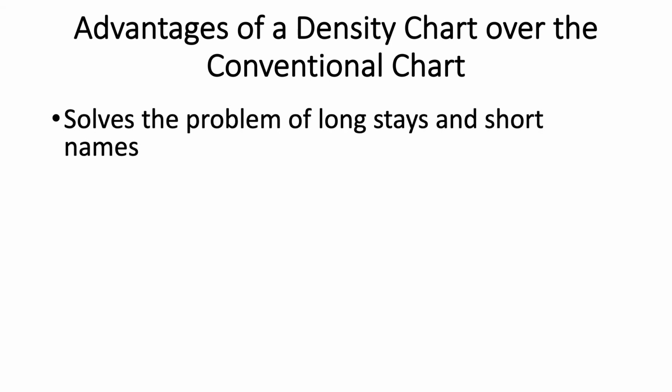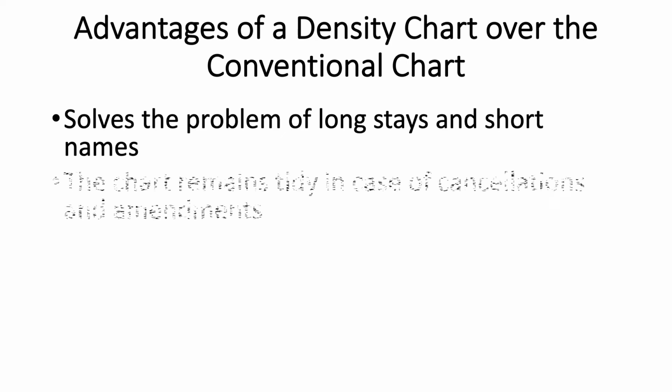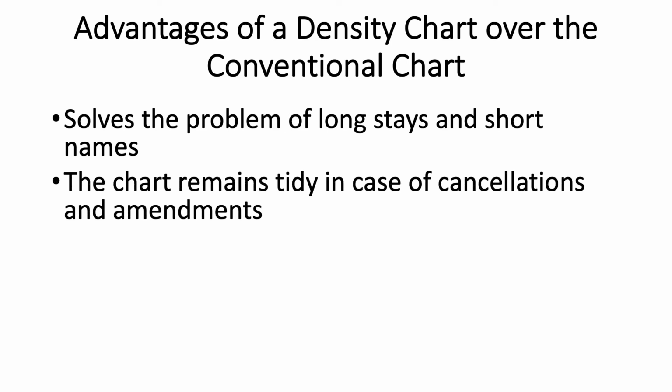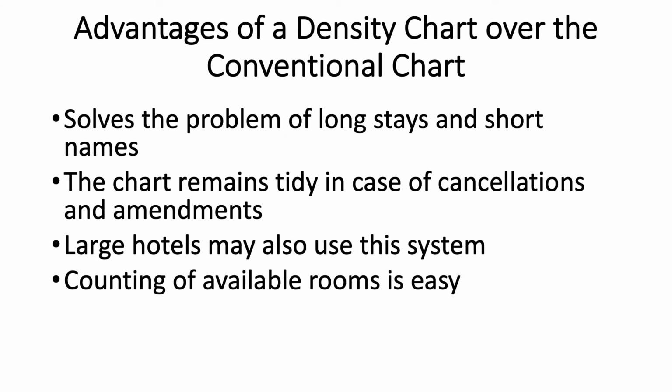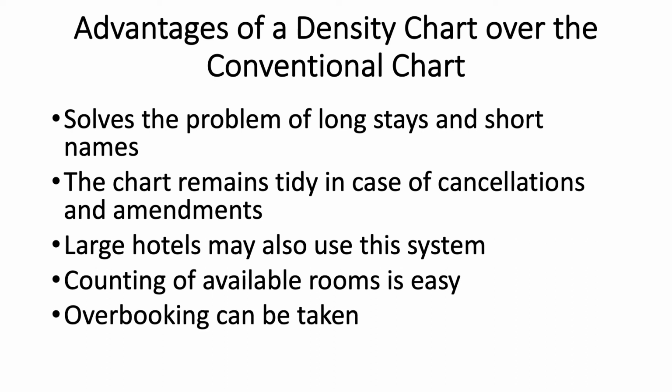Advantages of the density chart over the conventional chart. Long names and short stay problems are resolved as one does not have to enter names. The chart remains tidy in case of cancellation and amendments. Large hotels may also use this system. Counting of available rooms is easy. Overbooking can be taken.